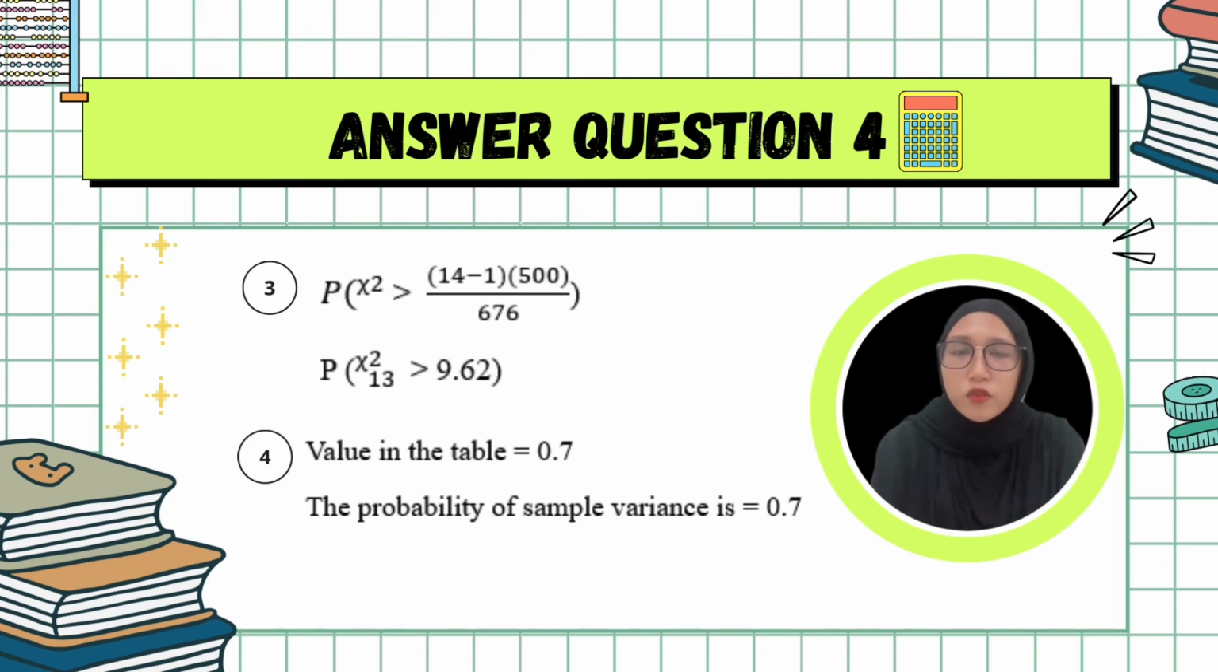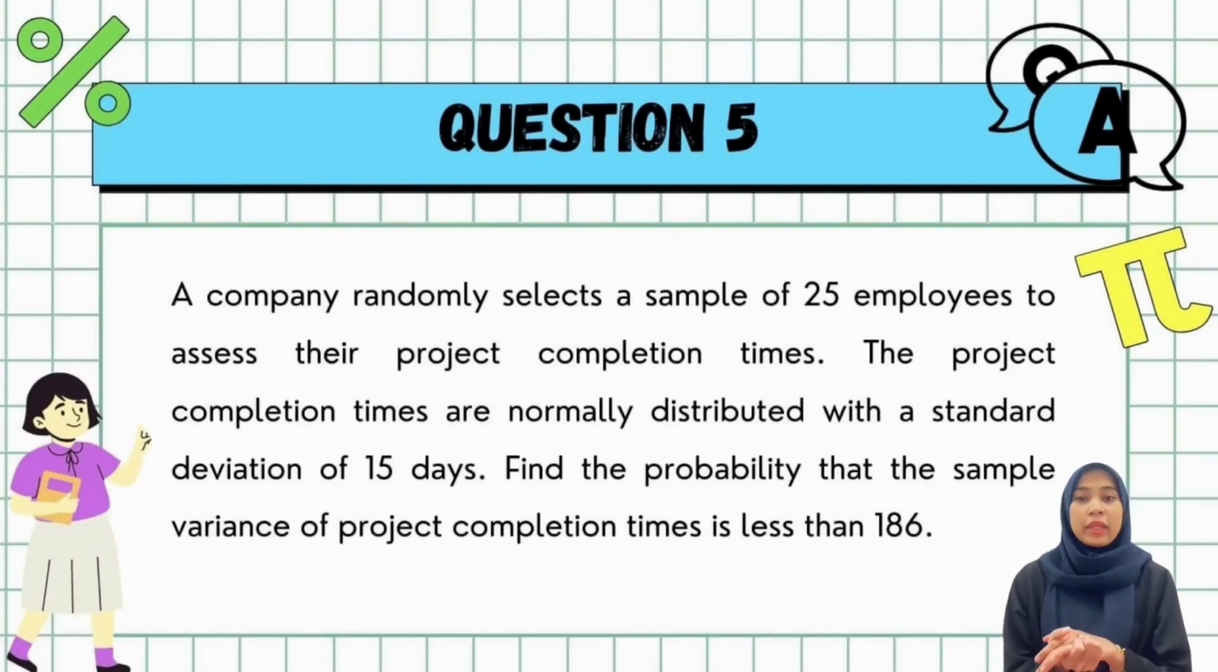Okay, next we go for the last step, which is step 4. In this step, you need to find the 9.62 value in the table of chi-square distribution. When you find it in the table, you will get that the 9.62 value is equal to 0.7. So the final answer here is that the probability of the sample variance is equal to 0.7. I think that's all for this question. Now let's proceed with another question.